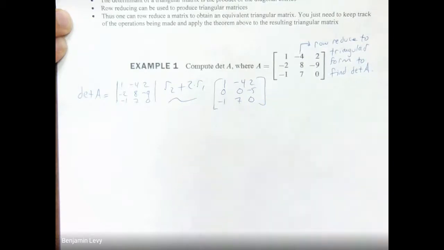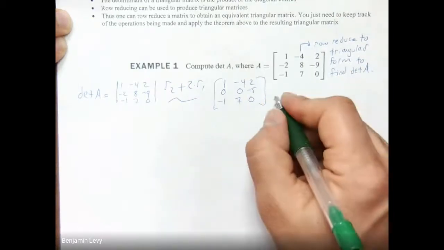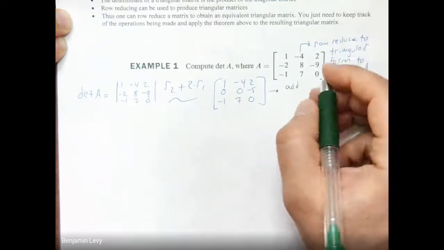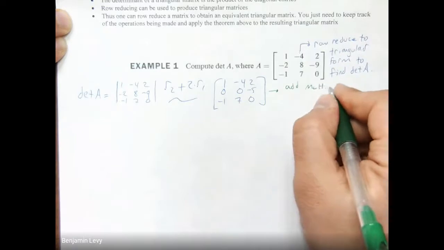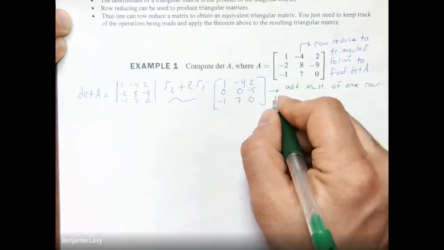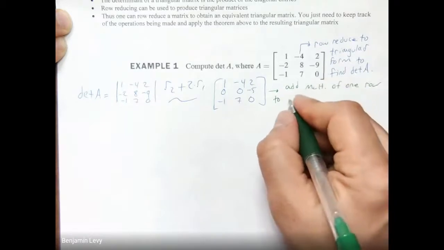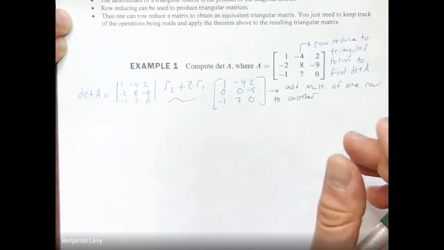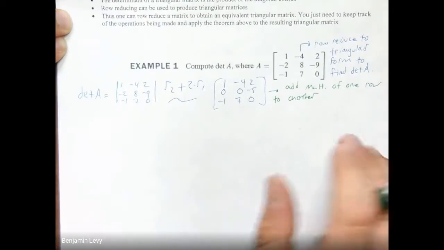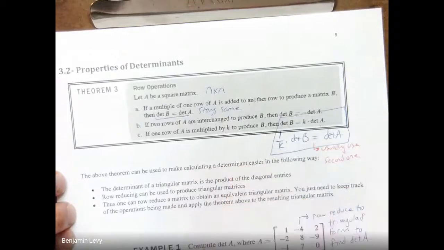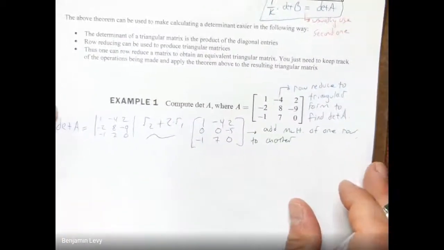And I'm going to keep track of what we did there because we're going to need it in the last step. So what we did was we added a multiple of one row to another, right? We did 2 times row 1, and we added it to row 2. Well, the theorem up top says when you add a multiple of one row to another, the determinant stays the same. And so that operation we just did doesn't actually change the determinant.